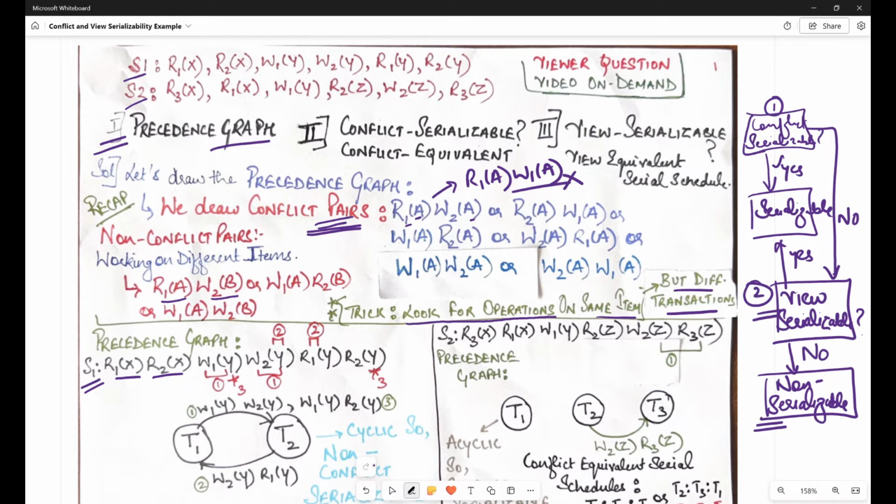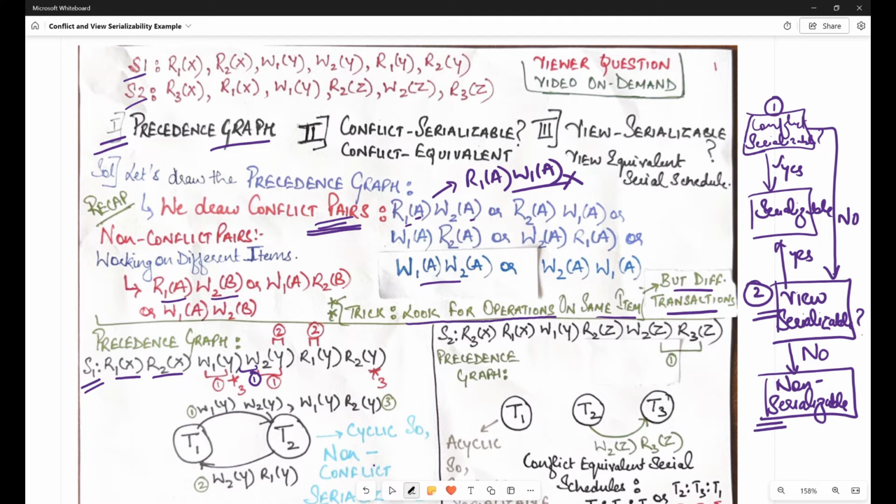So a classic case of WW with the same item, different transactions. So it is a conflict pair. Okay, so I have labeled it as 1. So this is number 1. Now similarly, let's move on.